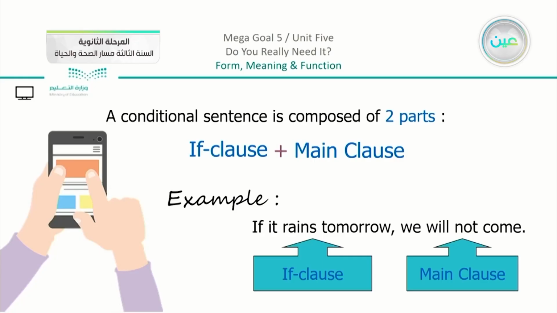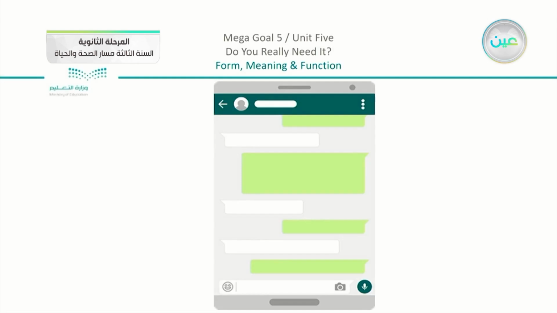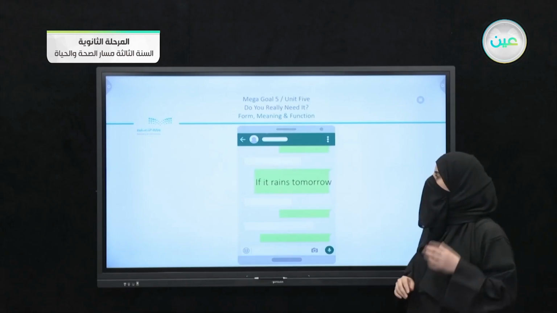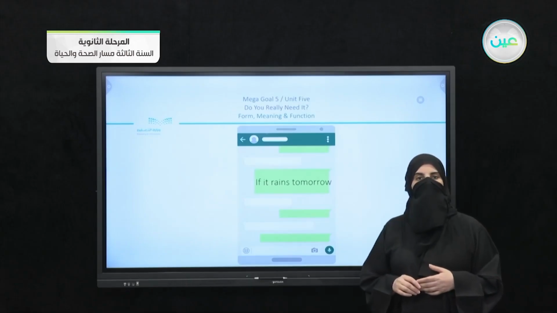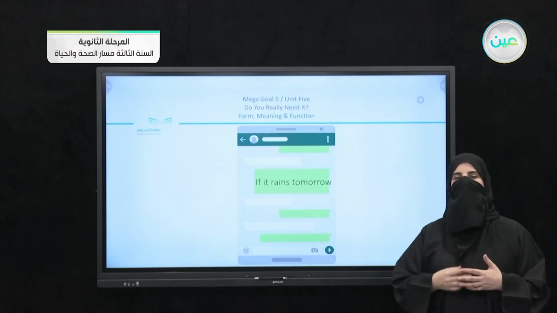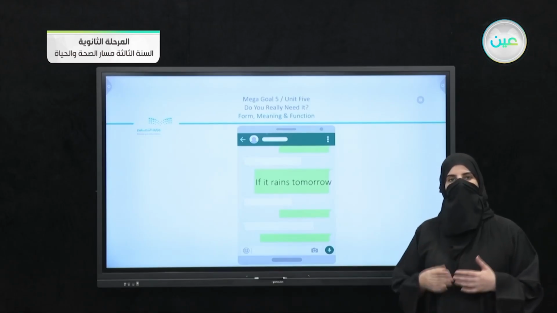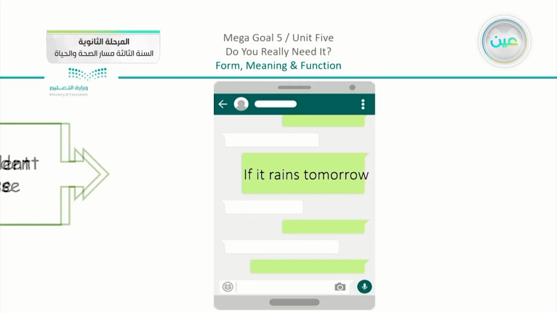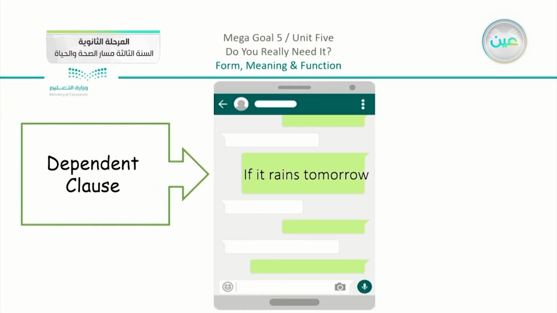We are going to just imagine that we have a kind of a chat in our phones. So just imagine that you have received a text message from someone, and this person just wrote for you, if it rains tomorrow. So if you just receive this message, if it rains tomorrow, here you would feel that there is something missing. So since there is no complete idea here, or there's no complete message, this is going to be the dependent clause. And you can see that there is the if, which means that we have here if clauses.